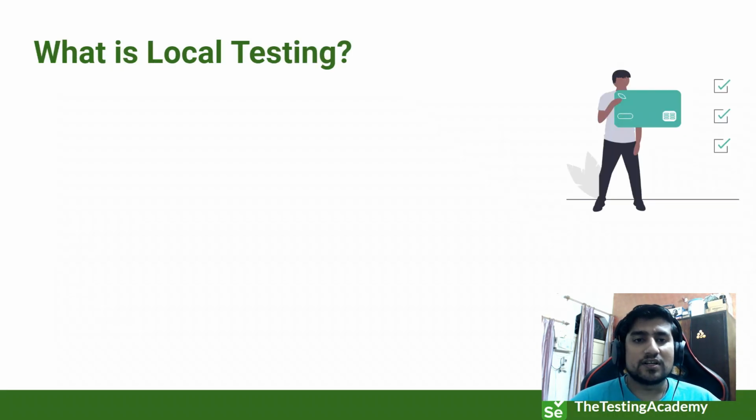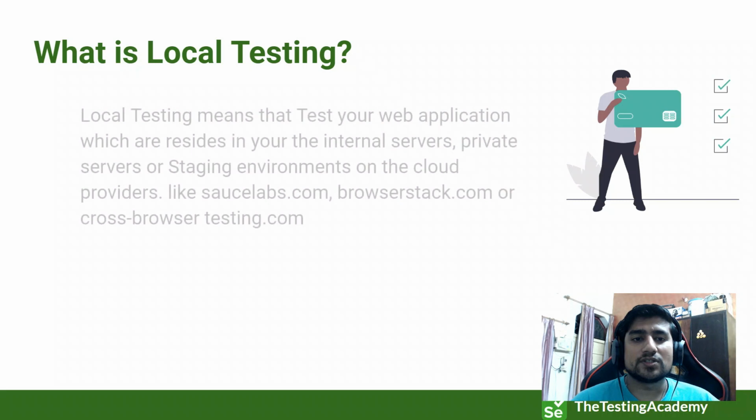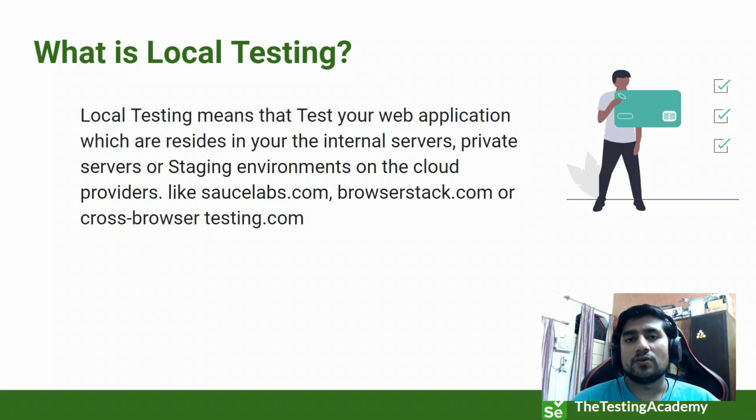All right, so let's get started. The first question is: what is local testing? As you can see on the screen, local testing is basically testing your web application which resides on an internal server or may be behind private servers. These applications can reside on staging servers. Lots of times when we are testing applications, we don't want them on the public internet, meaning no one else can access them, so they reside on your private networks.